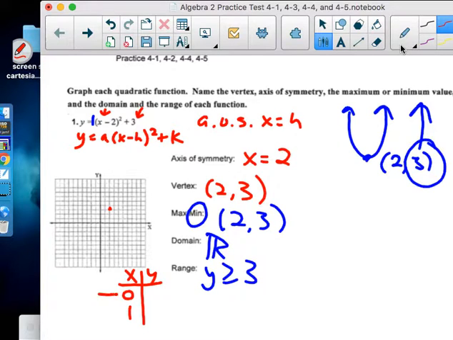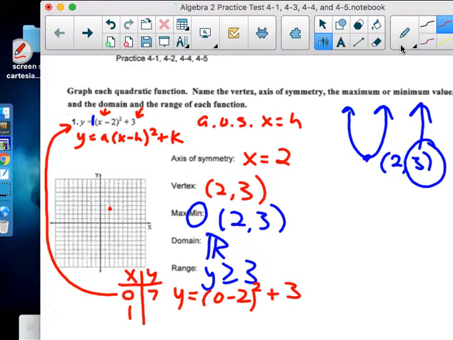So what we do with those numbers is put them all the way back up into this equation. And that would mean we need 0 minus 2, the quantity squared, so that's negative 2 squared, which is 4, and 4 plus 3 is 7. So all I'm doing is putting that 0 into the equation and then doing the math. And then with a 1, y equals 1 minus 2 squared plus 3. 1 minus 2 is negative 1, negative 1 squared is 1, and 1 plus 3 is 4. So I have 1, 4 and I have 0, 7.